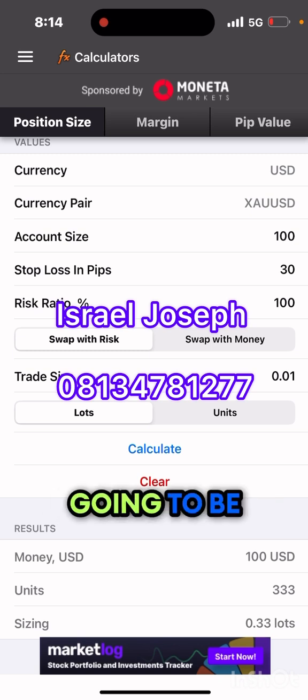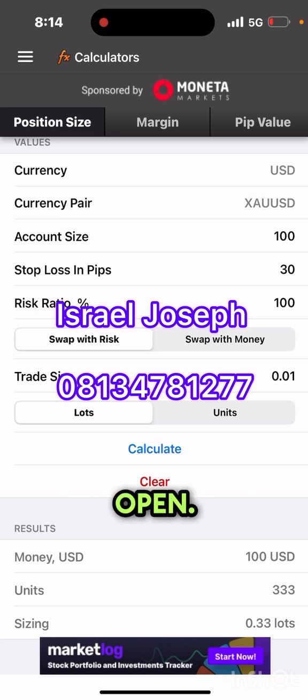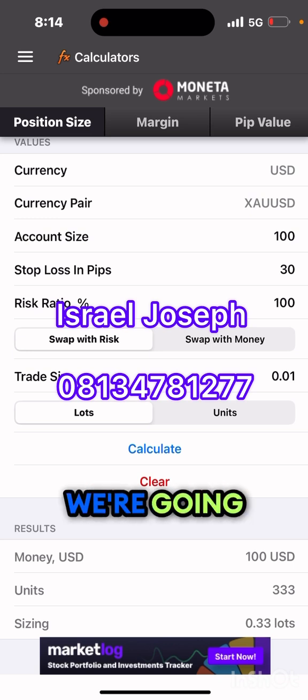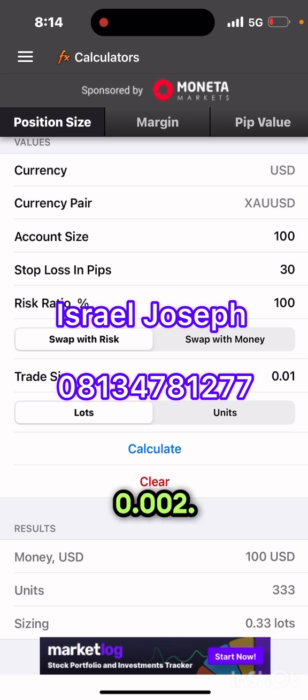What that simply means is that we're going to be opening a position, but we're not going to be opening it all at once. We're going to be opening it slowly with 0.002. Then if you are trading on MT5, we are going to be using 0.002 for that.